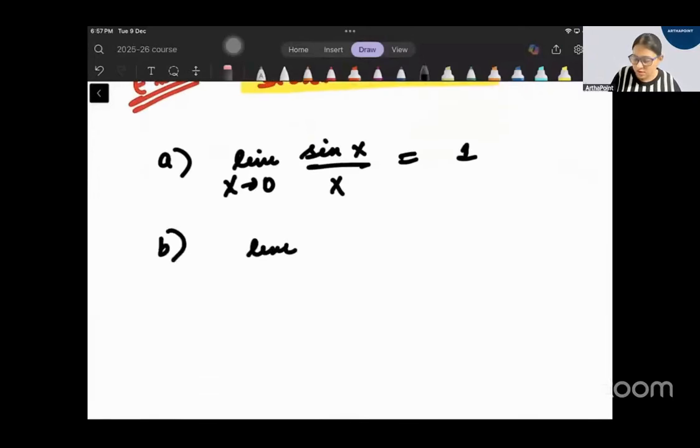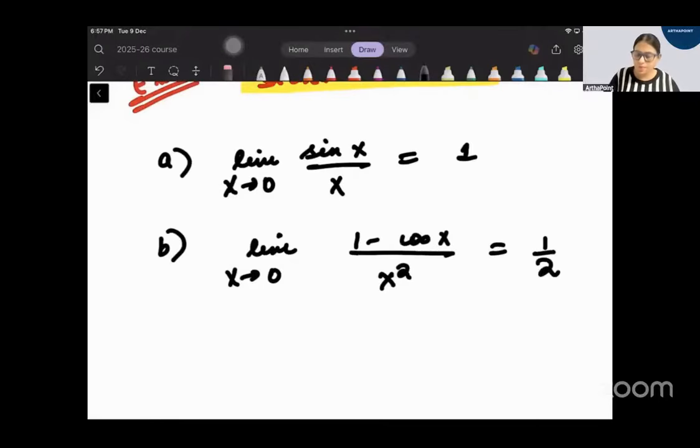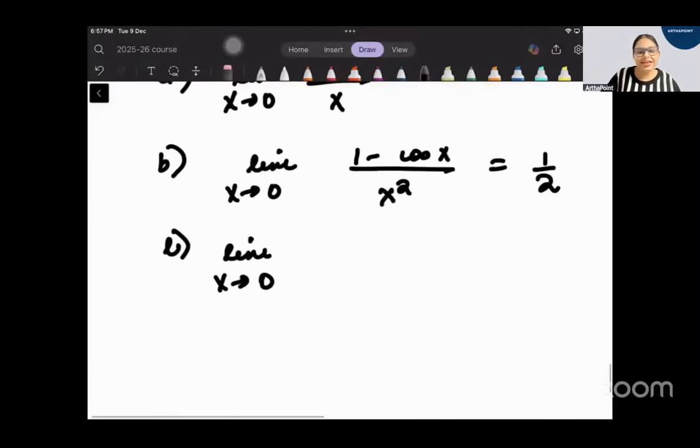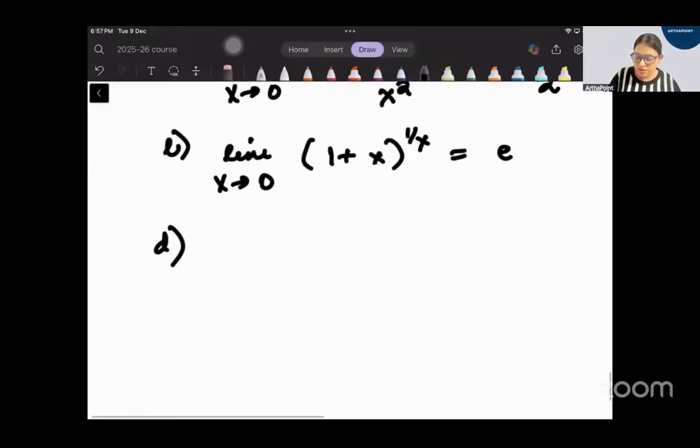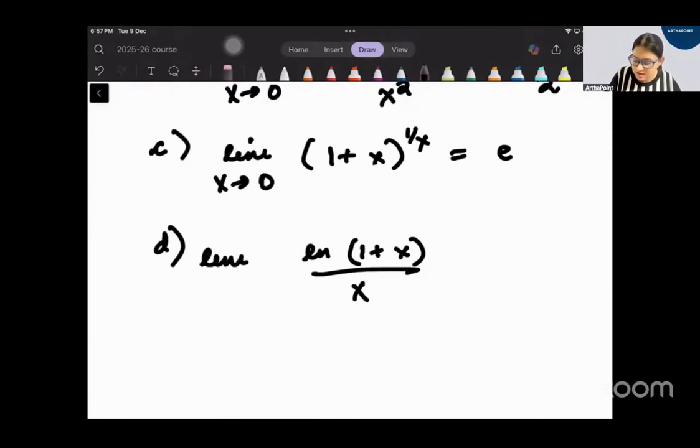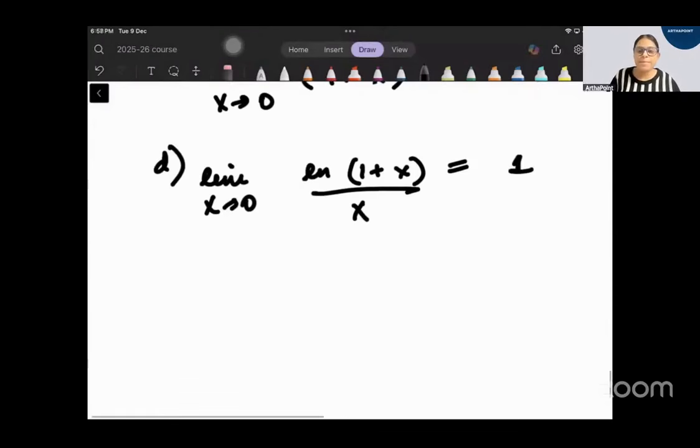Then x tends to 0, 1 minus cos x by x square is half. Then limit x tends to 0, 1 plus x to the power 1 by x is e. Then this is e, sorry. Right. Then ln 1 plus x by x, limit x tends to 0 is 1.